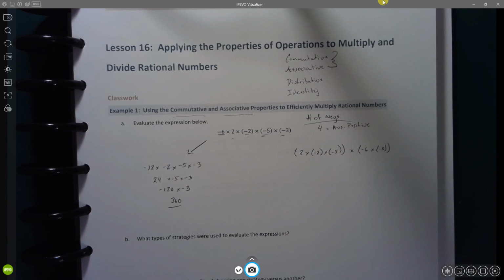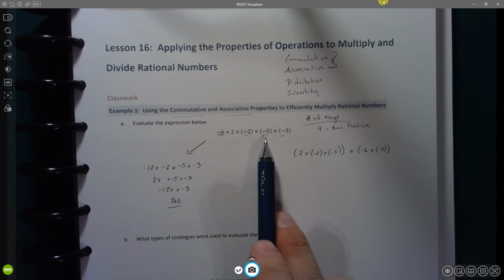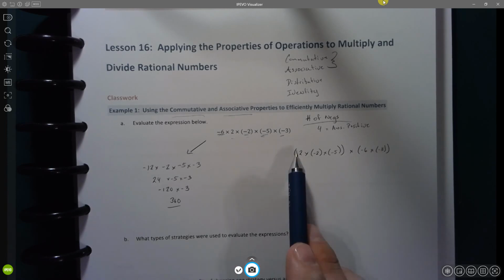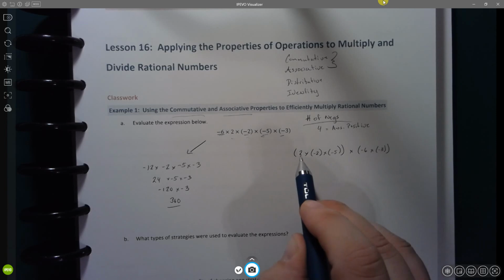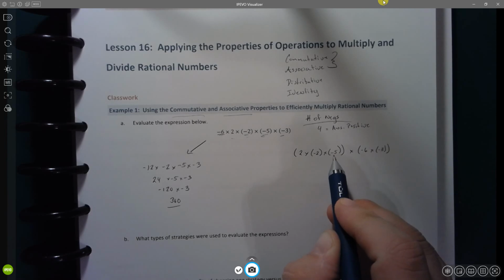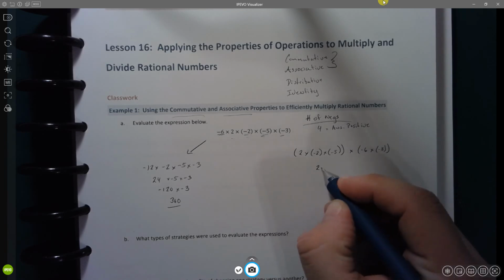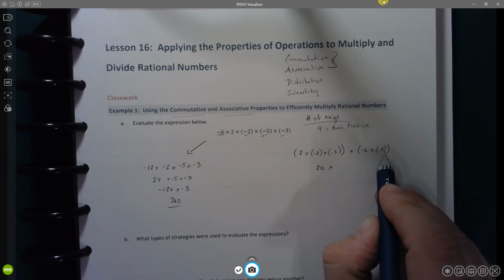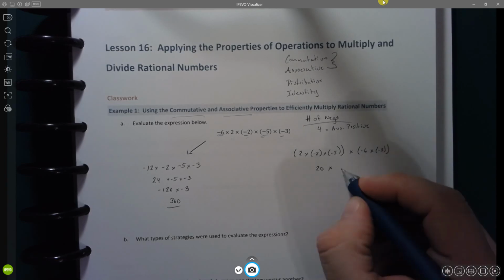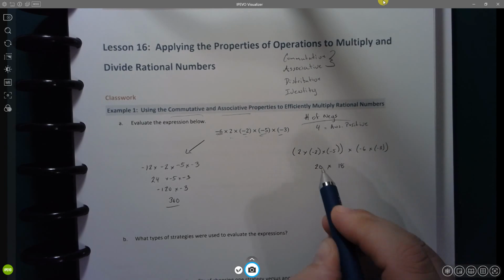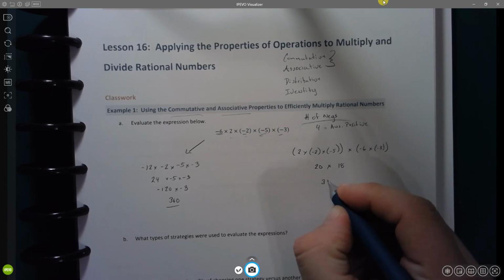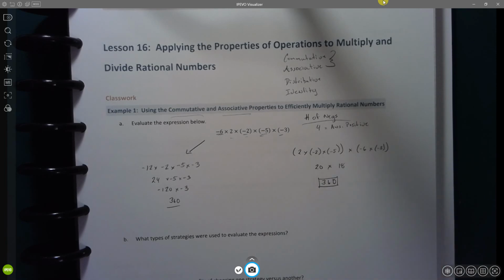Now, what property did I just use? I used the commutative property to move these numbers together, and then I used the associative property to regroup them. So that's what they're talking about. What properties can you use to make these problems easier? A negative 2 times a negative 5 is a positive 10. 10 times 2 is 20, times negative 6 times a negative 3, that's a positive 18. 20 times 18, well, I knew 2 times 18 is 36. Add the 0 at the end, I still get 360.